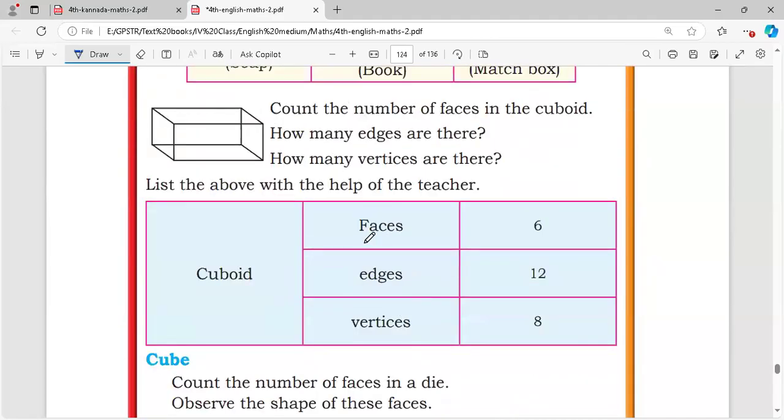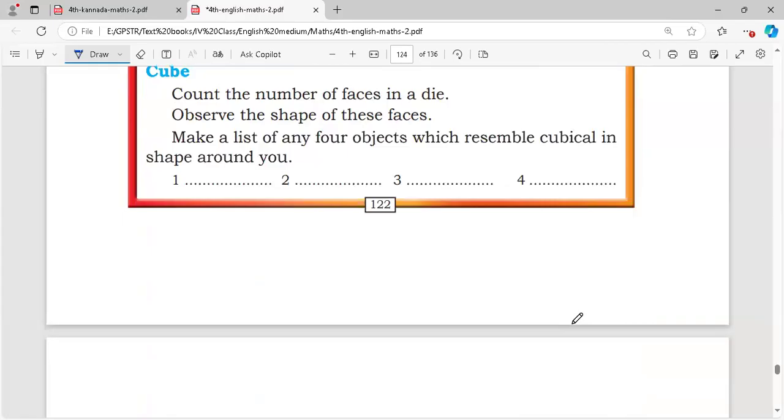Next. I already showed the faces. There are 6 faces in a cuboid. Edges, there are 12 edges. That means 1, 2, 3, 4, 5, 6, 7, 8, 9, 10, 11, 12. There are 12 edges and 8 vertices. 1, 2, 3, 4, 5, 6, 7, 8. There are 8 vertices.